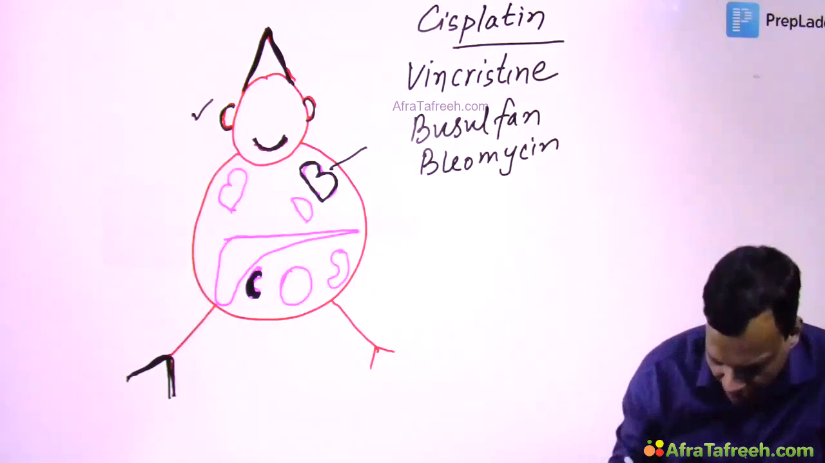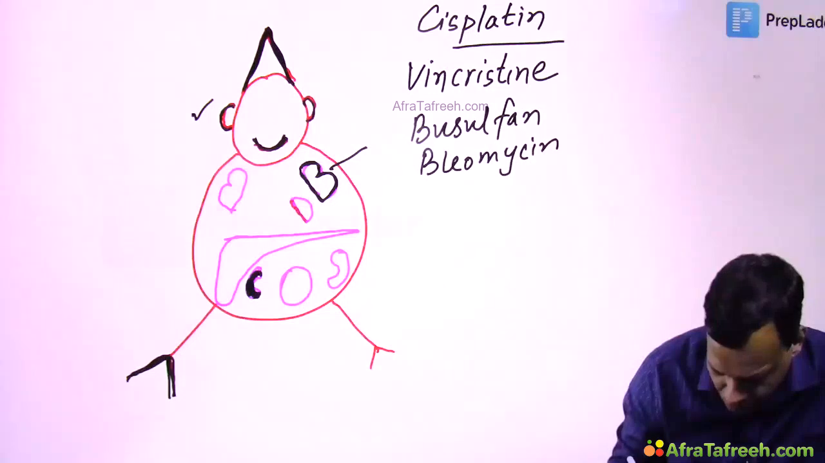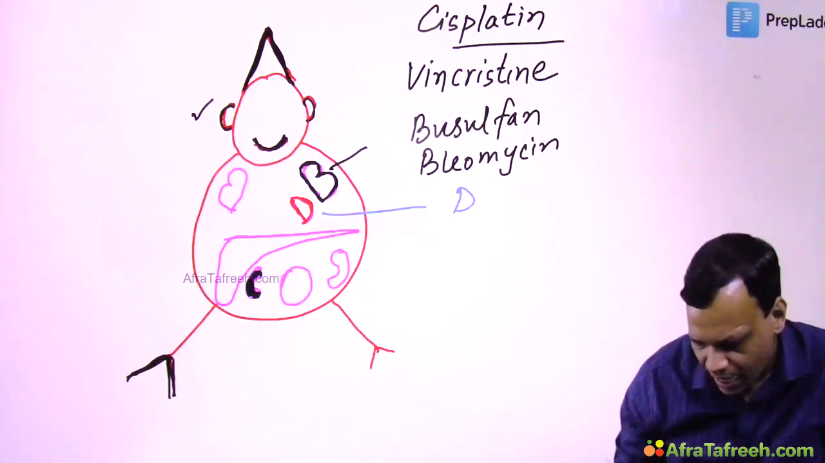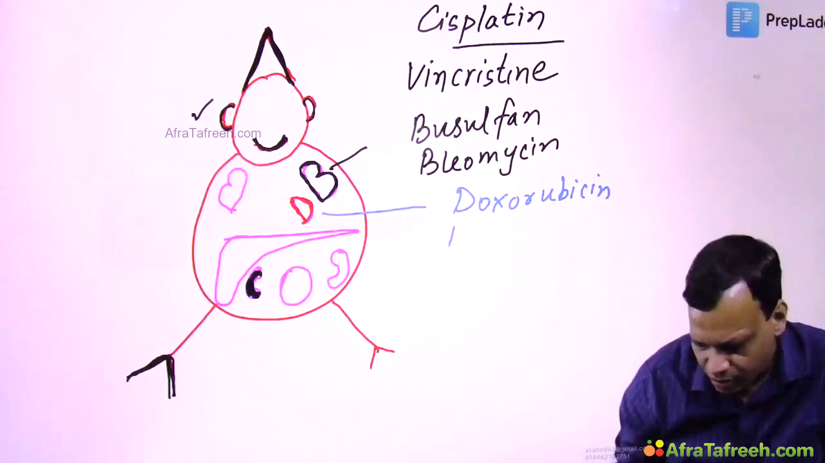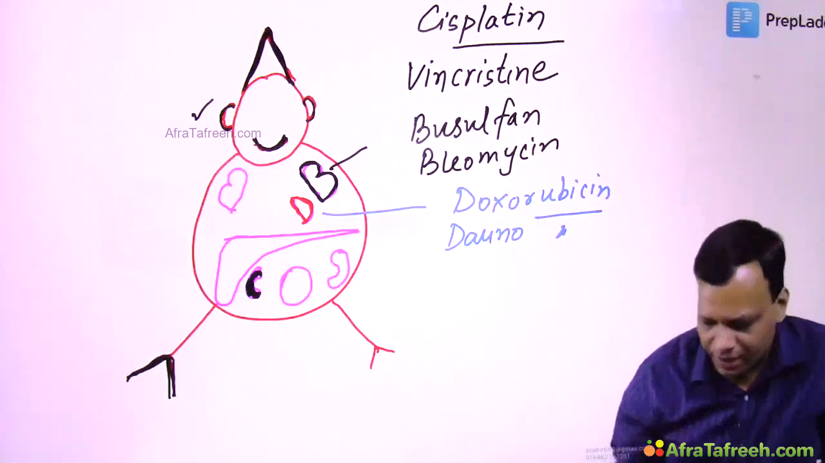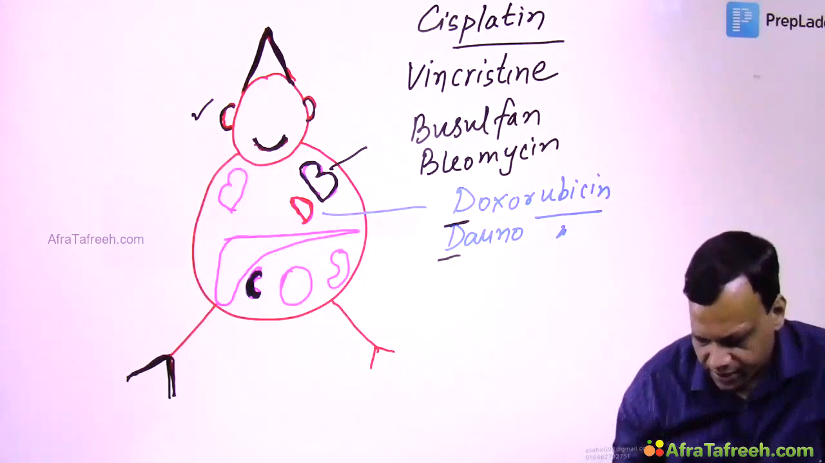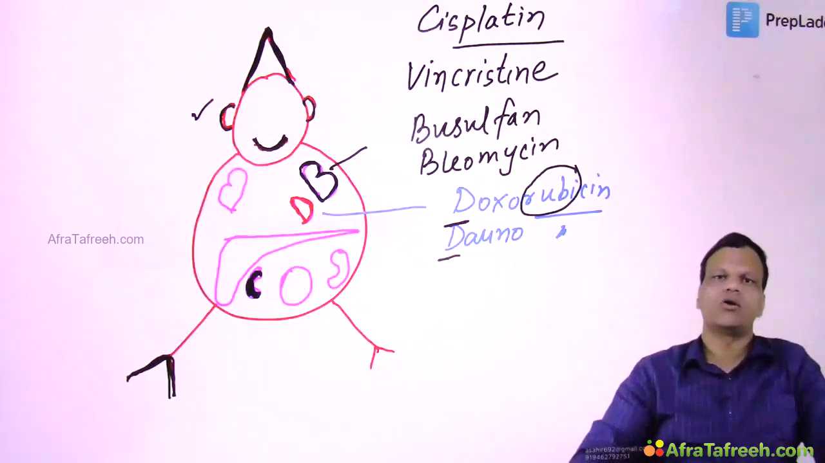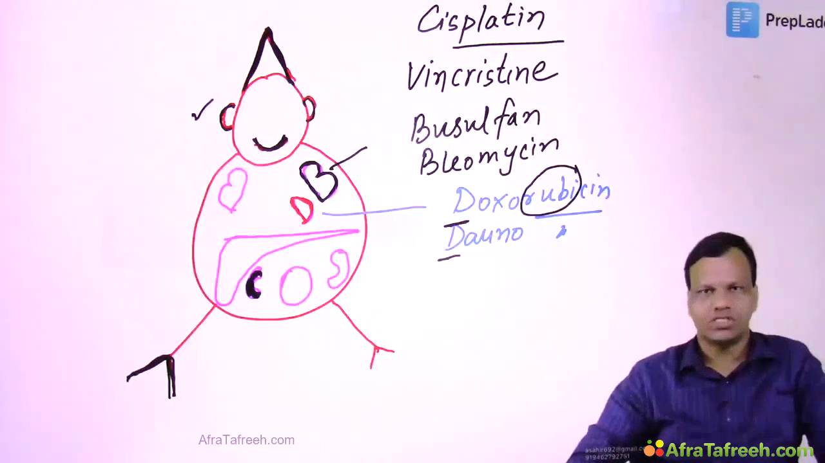Then if you see the heart looks like D. So D stands for doxorubicin and daunorubicin. Doxorubicin and daunorubicin. And this also we have already remembered. D means दिल, ये दिल को affect करते हैं. रूबी, so रूबी दिल ले जाती है. So doxorubicin and daunorubicin are cardiotoxic.